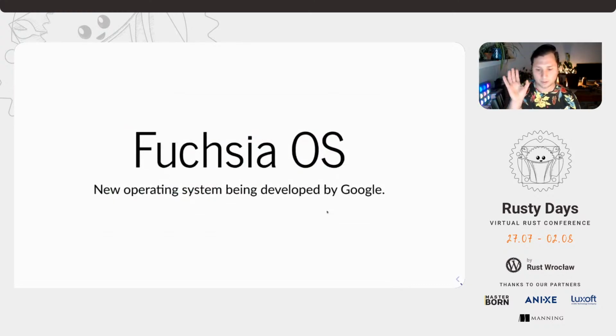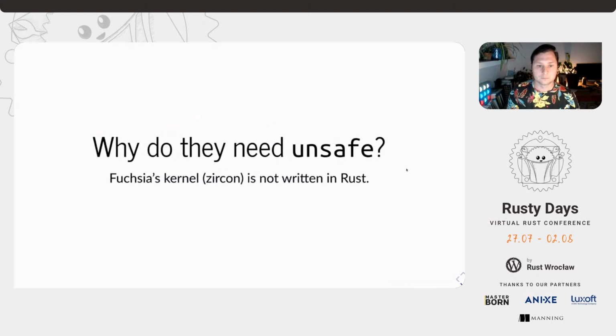We're coming up to one of the final projects that I want to touch on, and this is Fuchsia from Google. So the Fuchsia kernel is not written in Rust. Rust is used in systems components, but the kernel, I believe, is written in C++, but might be pure C.